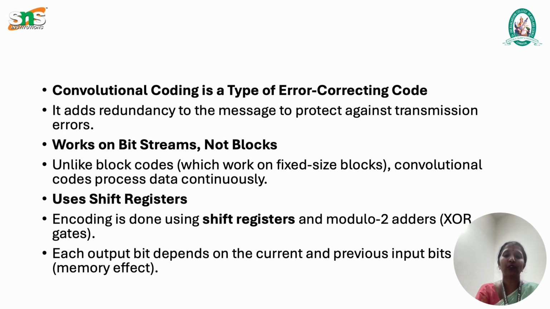The basic points you should remember based on the diagram: it is a type of error correcting code, so keep that in your mind. In the definition itself we discussed that it adds some redundancy to the message in order to protect against transmission errors. Second, it works on a bit stream, not a block. Here we give only one single input, either a zero or a one. When we give that data, the code will process continuously. Another one, here we are using a shift register, because this is done in encoding. We are using two adders, that means XOR gates. When we give the input, it goes to the generator polynomial, then it is XORed and produces the output. So the output bit depends on the current and the previous input bits.